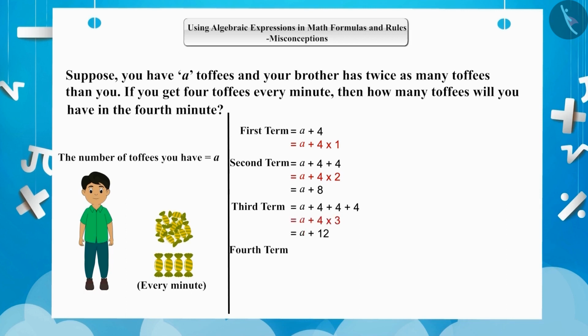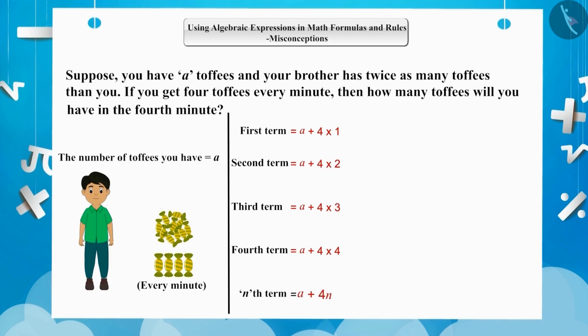And the fourth term will be a plus 4 plus 4 plus 4 plus 4, that is, a plus 4 times 4, which is equal to a plus 16. So, the number of toffees you will have after the 4th minute is a plus 16. Thus, the nth term will be a plus 4n. So, we can say that after n minutes, the number of toffees you will have is a plus 4n. Here, n represents the total number of minutes.